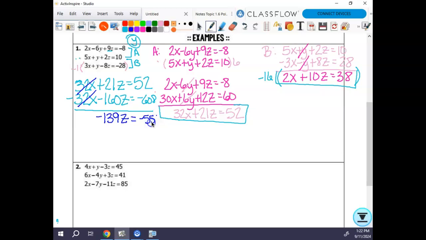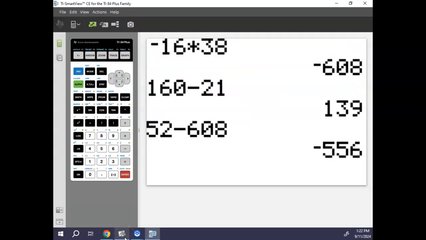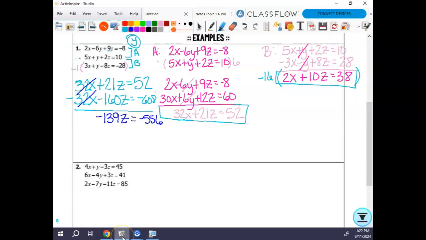And with this, you would definitely be able to use a calculator. So then I'm going to divide it. You get 4. Thank you. So we get that z equals 4.